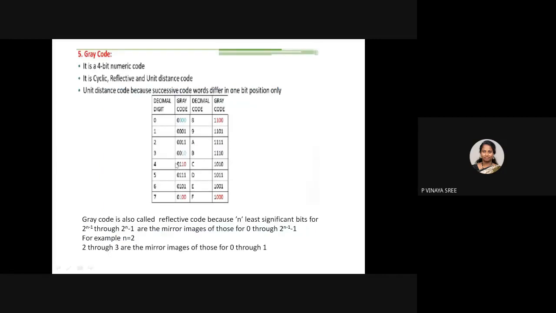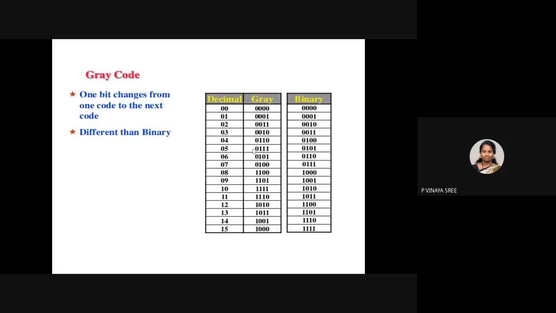Okay. So what is the difference between a gray code and a binary code is that it is a cyclic code, it is a reflective code, it is a unit distance code. First of all, what is this unit distance code? Let me explain. So one bit changes from one code to the next code.